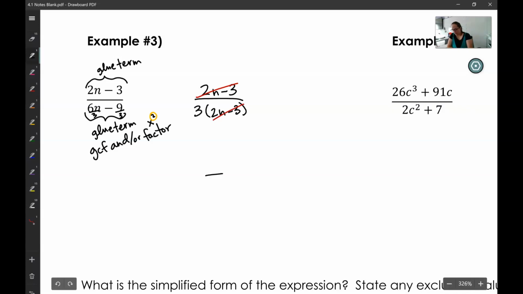So my final answer, I have a 3 left on bottom. I don't have anything left on top. If you don't have anything left, it's a 1, not a 0. That's a very common mistake that I see happen.